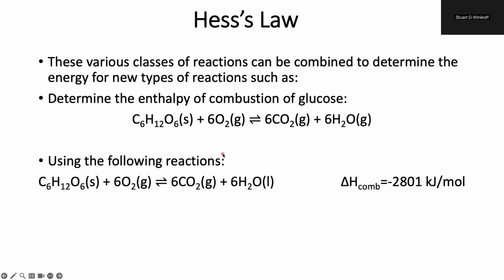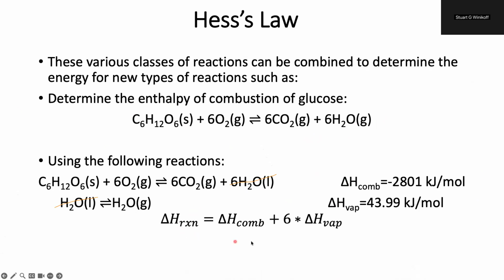So what I can do is take my enthalpy of combustion reaction. If I want to find the steam instead of the liquid, I can take the combustion reaction, which references liquid water, and combine it with the vaporization reaction. And when I add these two reactions together, we'll find that the liquid water terms cancel. And by adding these two terms together, we'll get the exact desired product. But notice I have 6 water molecules here, so I have to multiply the vaporization by 6 to cancel out all of them.